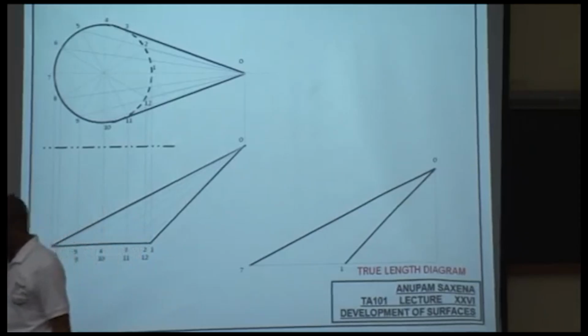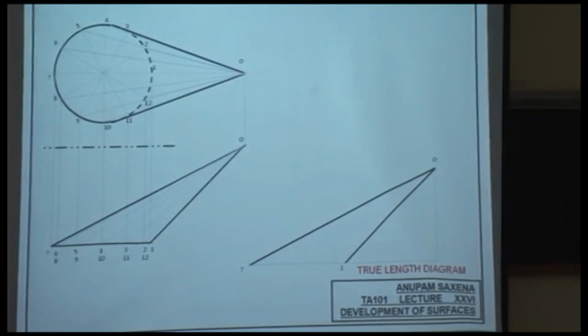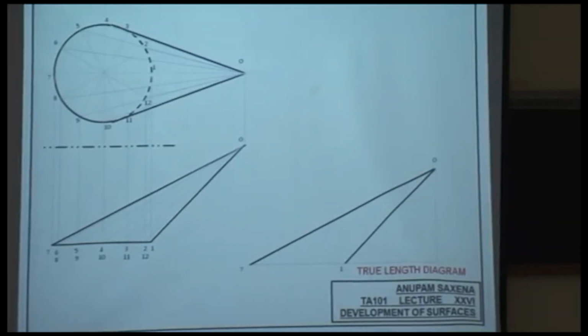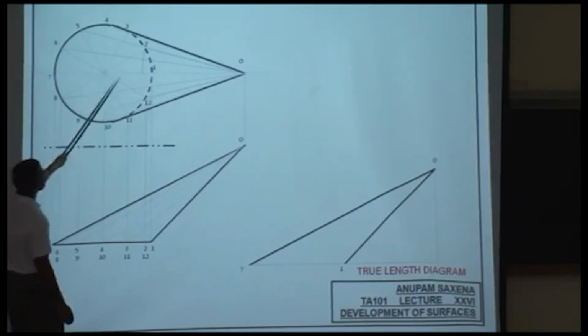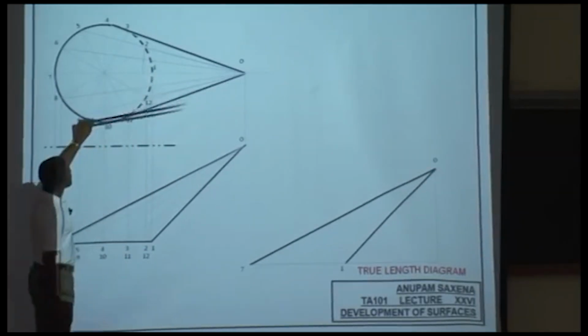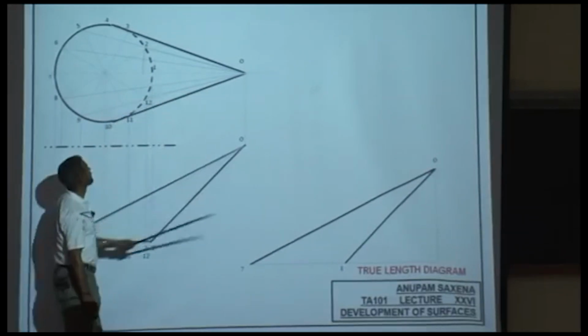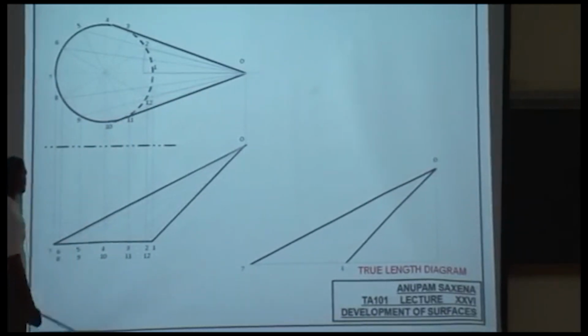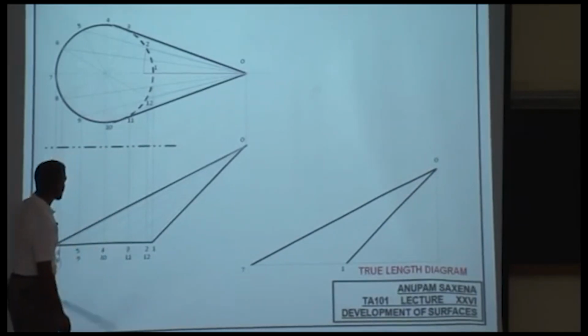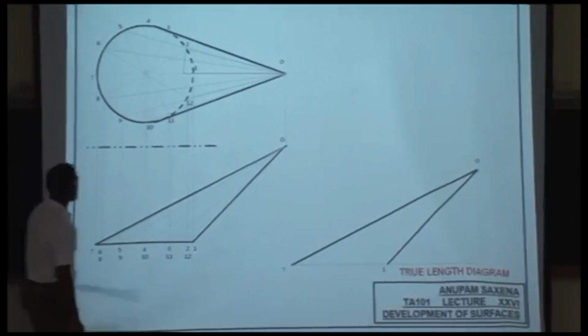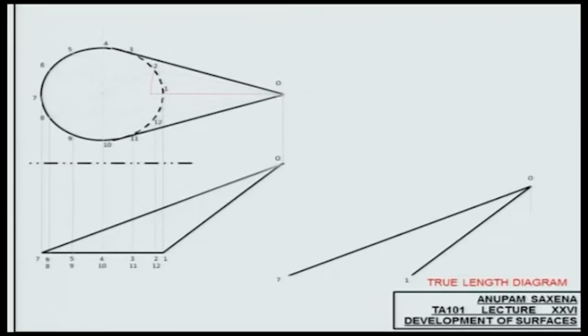To find the true lengths of the rest of these segments, what do you do? Method of rotation, right? So rotate 0,2 to lie on the horizontal, take its projection down, or measure this length and take its projection down over here. Or what you could do is transfer this projection over here directly. And this is 0,2 in true length.